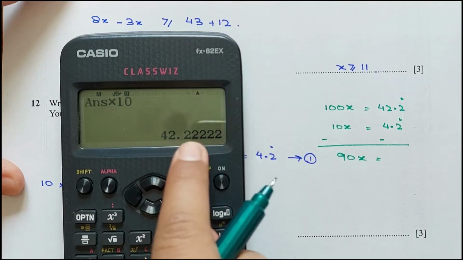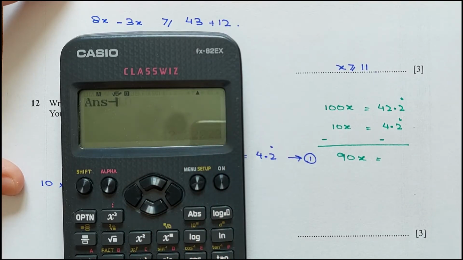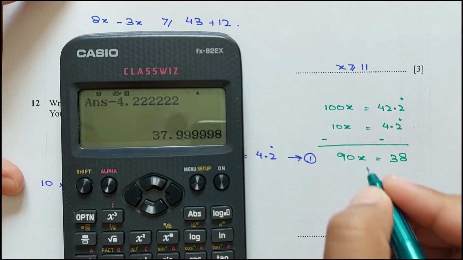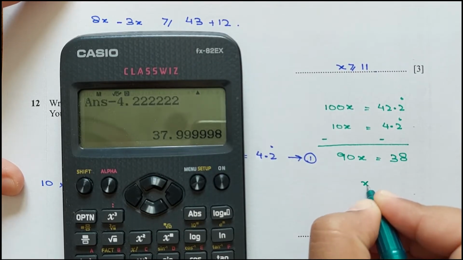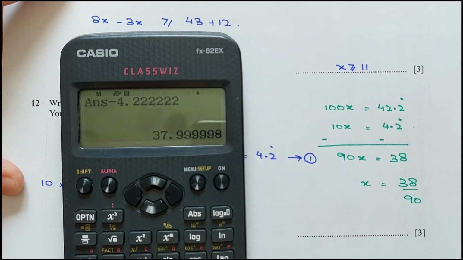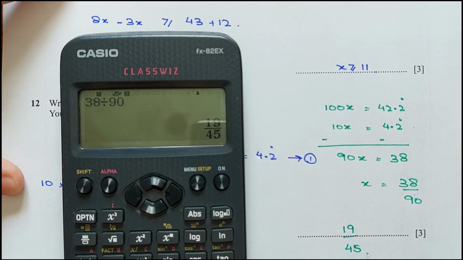So this is 42.2 recurring, subtract 4.22222. This is 37.9999. So this is going to be 38. We can round it to 38, right? So what is x equal to? X is equal to 38 out of 90. Let me convert this into simplest form. 38 divided by 90 is 19 over 45.